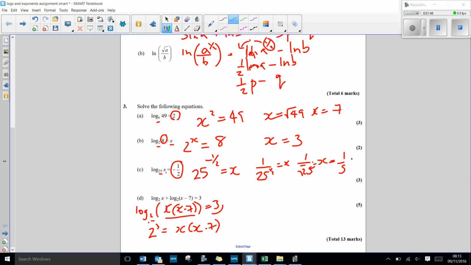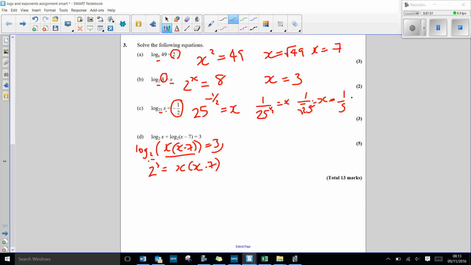So 2 to the power 3 is 8. I'm going to expand this out. And we know to solve quadratics it has to equal 0. The quickest way to do this is by factorising. So I would know it's negative 8 because I have to multiply to give negative 8 and add to give negative 7. So it's negative 8 and plus 1. Solving this gives x equals positive 8 or negative 1. And we know we can't have log of a negative number, so therefore x equals 8.